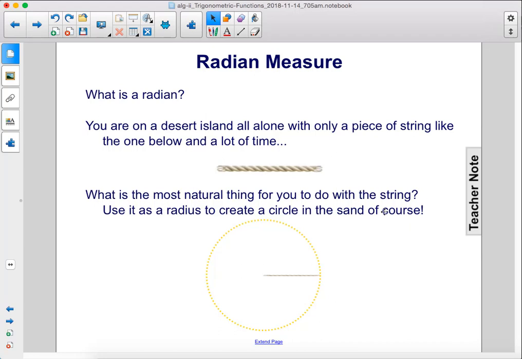What is a radian? Let's just say you're on a desert island all alone with only a piece of string like the one below and a lot of time. What is the most natural thing for you to do with the string? Use it as a radius to create a circle in the sand, of course.